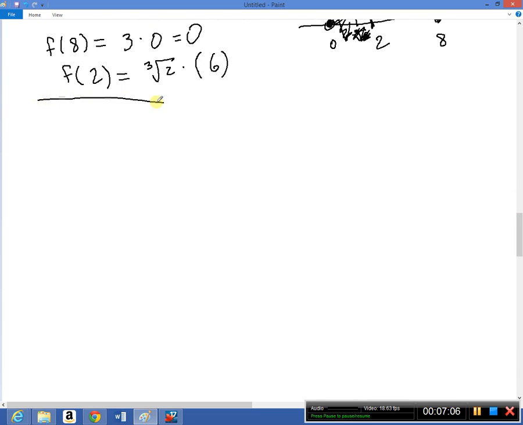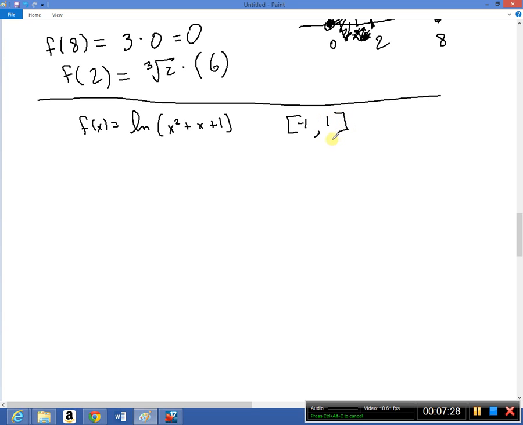All right, for number 61, same context, but this time we have a log function to play with. And this is f of x equals the log of x squared plus x plus 1. And this is on the interval from -1 to 1. All right, so you might be interested to know what's the domain of this function. And that means that we have to think about what we're plugging into the log. We're not allowed to plug in 0. We're not allowed to plug in anything negative.